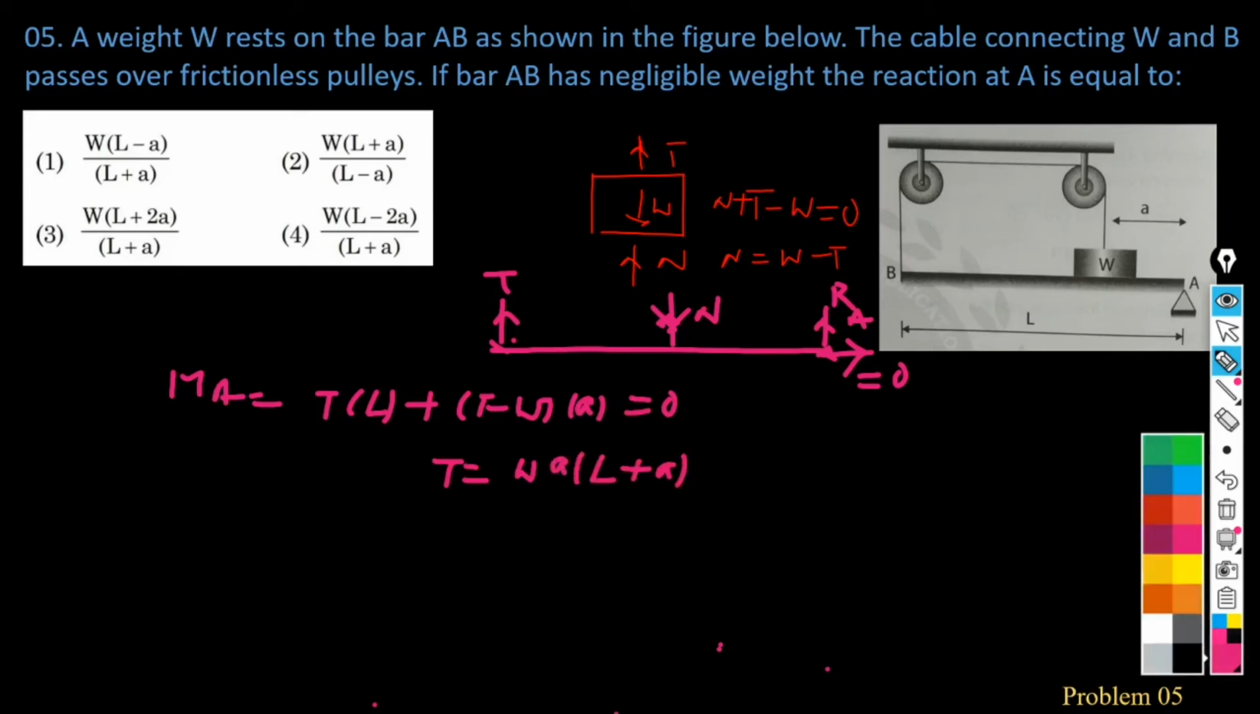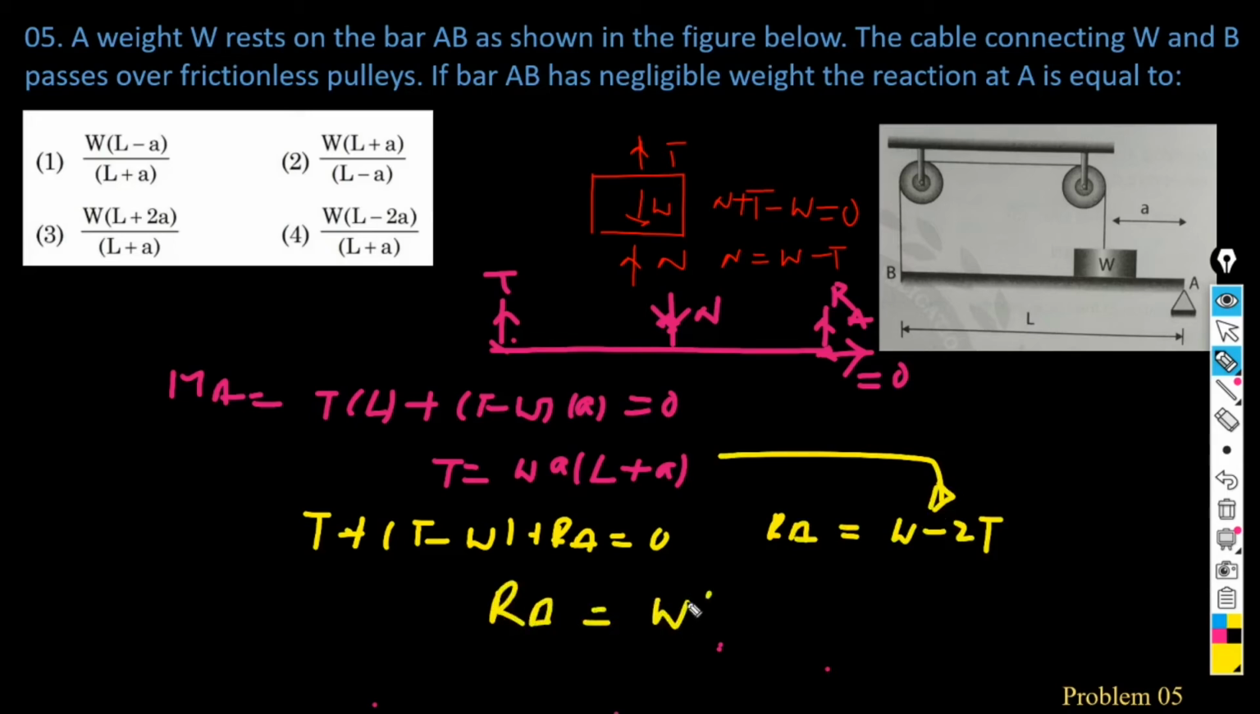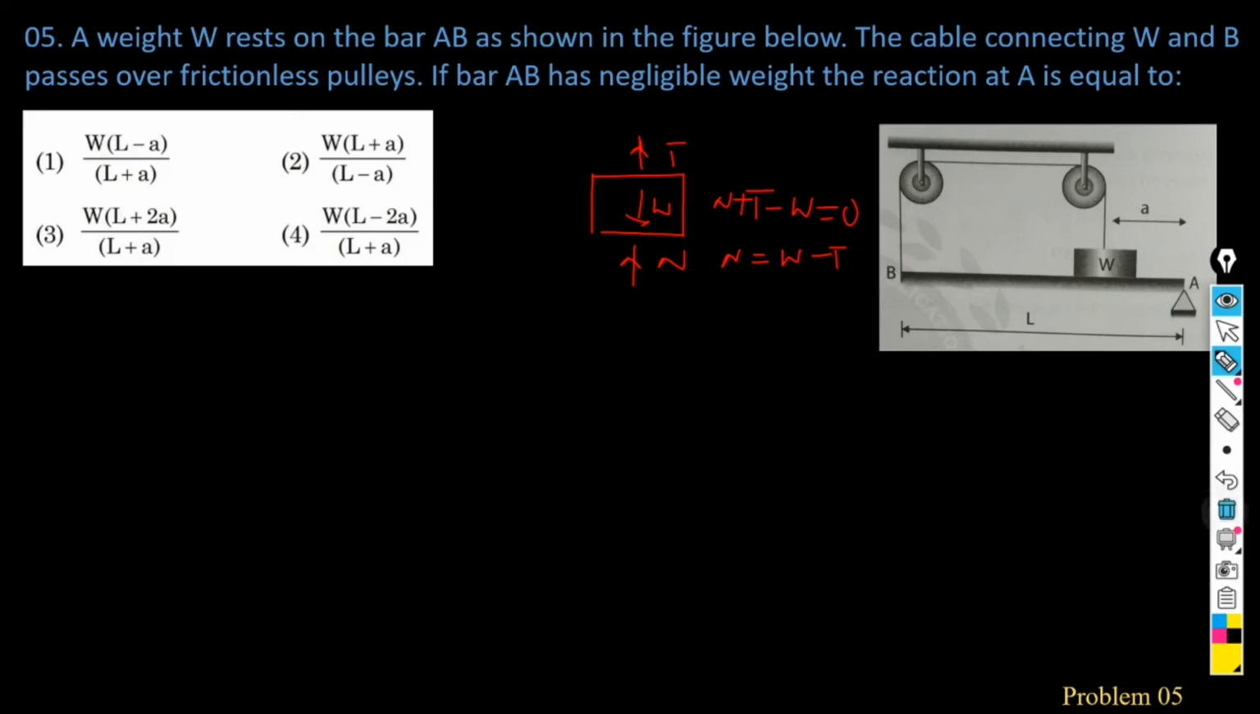Let's take summation of vertical forces is equal to 0. Then T plus T minus W plus RA is equal to 0, implies RA is equal to W minus 2T. Let's substitute the T value here. Then RA is equal to W into L minus A divided by L plus A. Option 1 is my right answer in this case.